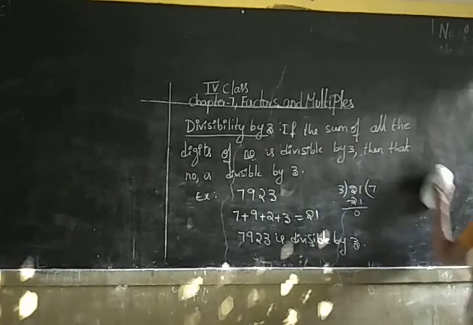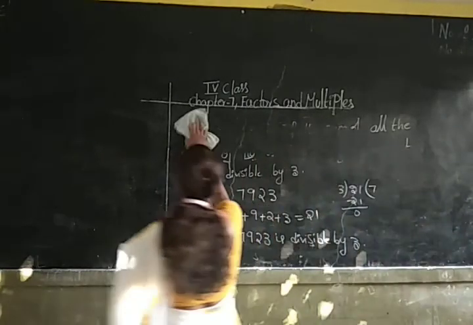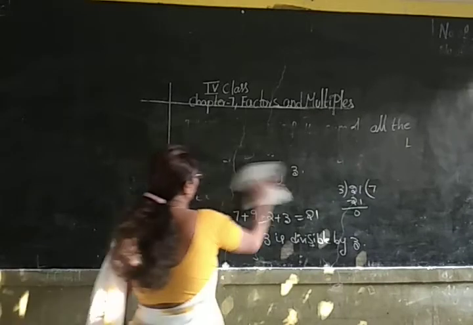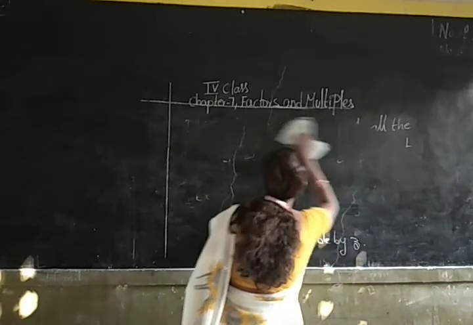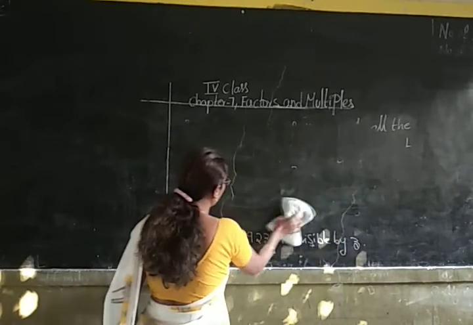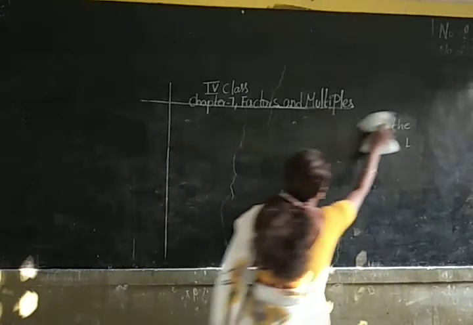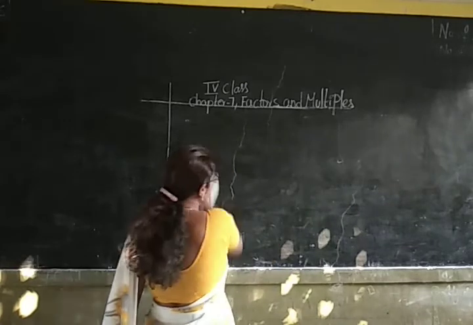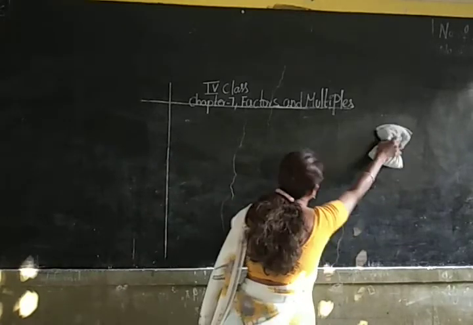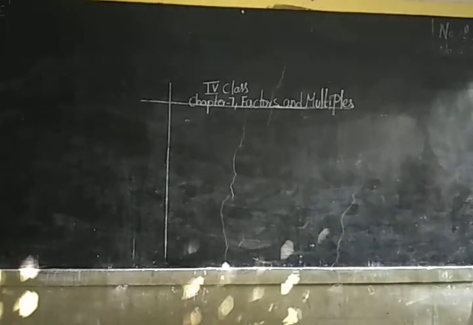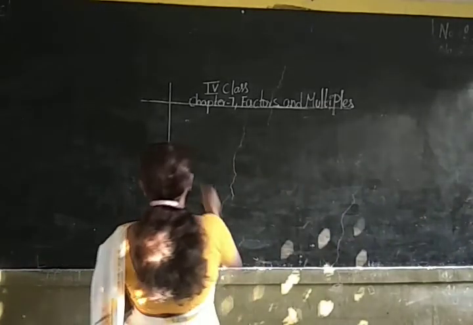Now let us learn the divisibility rule for 4. Children, did you understand the divisibility rule for 3? What you have to do? You have to find out the sum of all the digits in a number. If the sum of all the digits in a number is divisible by 3, then the number is divisible by 3. Okay, children. Now let us learn divisibility by 4.